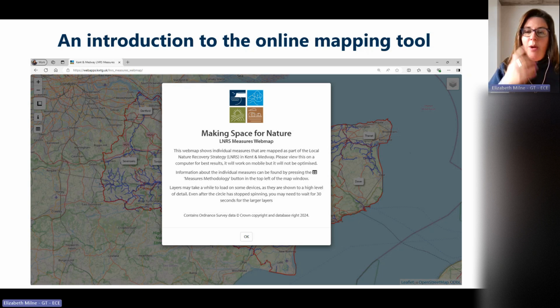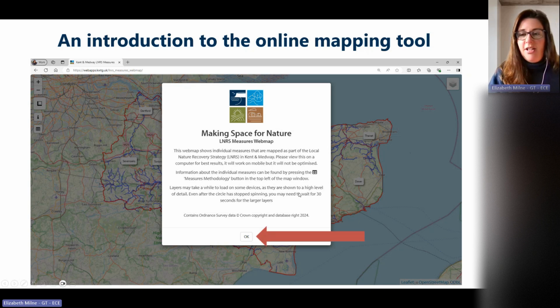So when you first launch the mapping tool, you will get the pop-up shown, and it's very simple. You just read through, check all the details. It gives you a few instructions, and then you click the OK arrow.